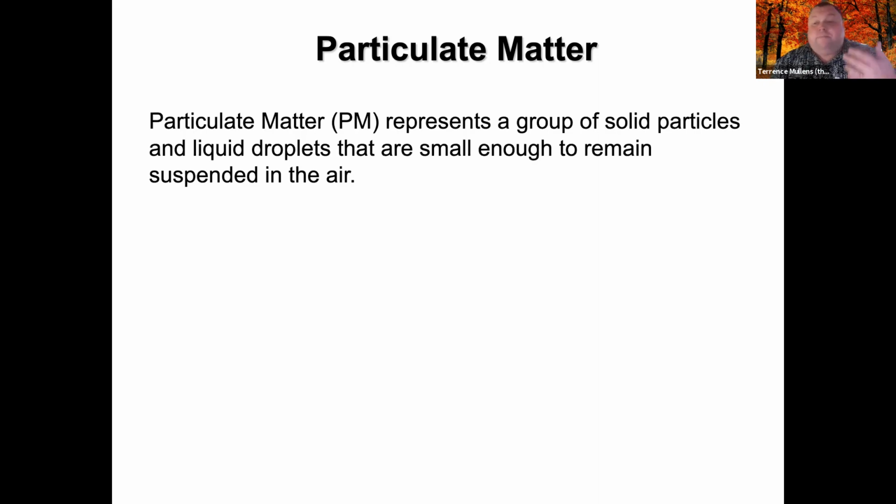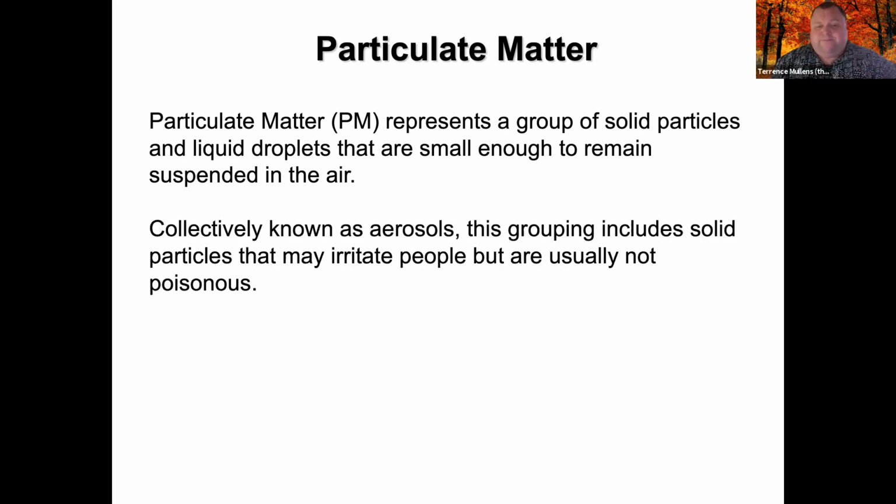Particulate matter represents tiny little solid particles. These are so small that the amount of drag that's pushing them up ends up counteracting the gravity that's pulling them down. So they can remain suspended in the air. Things like pollen are types of particulate matter. We call these groups aerosols. Aerosols are basically solid particles and some liquid droplets that are suspended in the air.